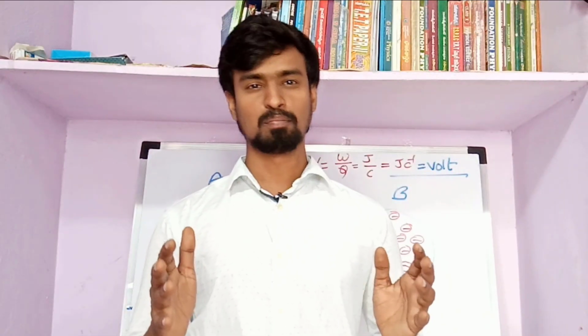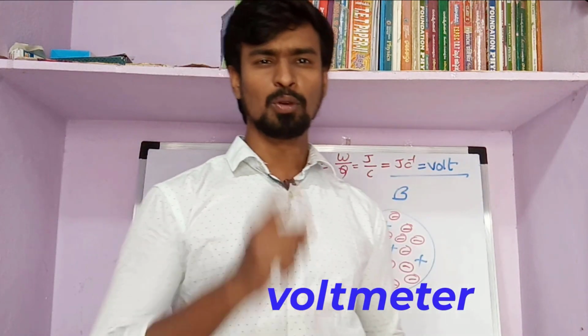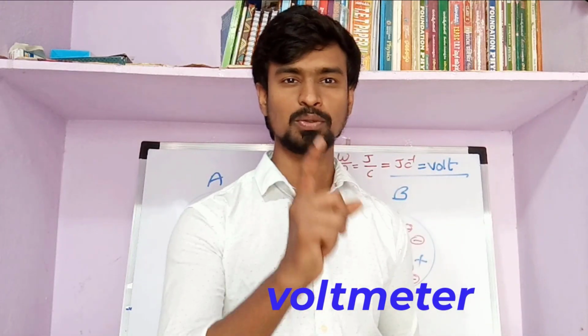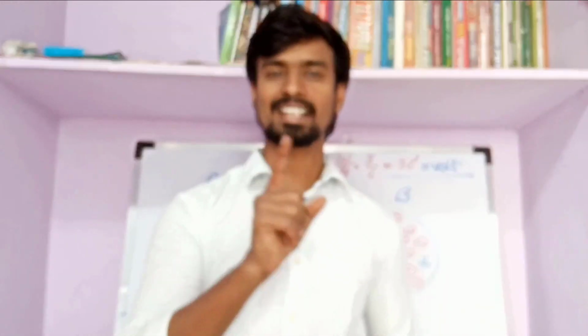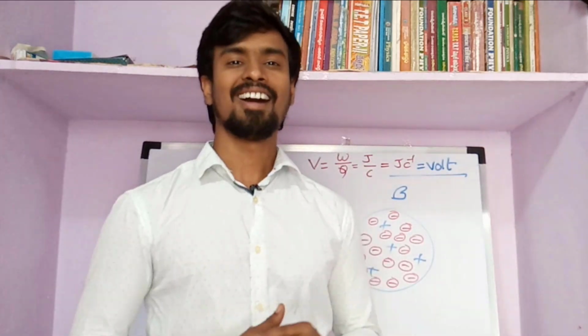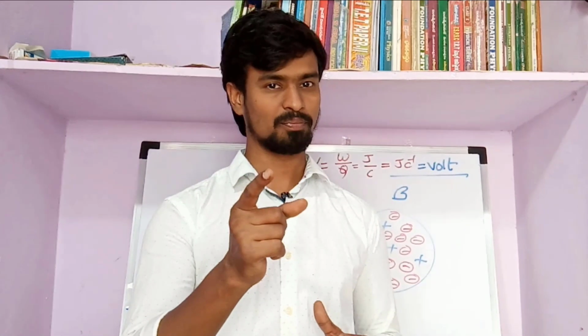How do we measure the potential difference across a conductor? We use an instrument called a voltmeter. A voltmeter is a device which is used to measure the potential difference. And remember, a voltmeter is always connected in parallel in a circuit. An ammeter is used to measure the current in a circuit. And remember, an ammeter is always connected in series in a circuit. I think you understand the concept.